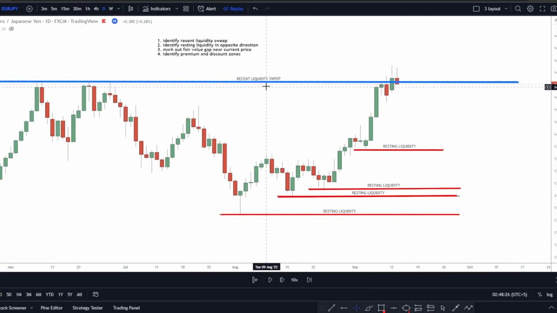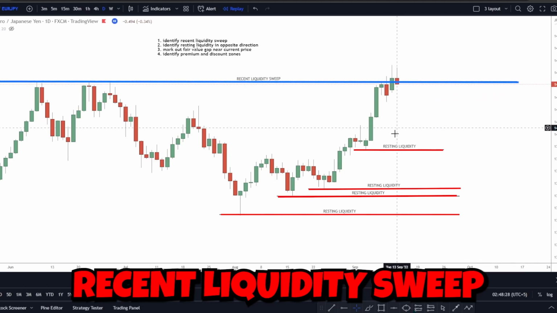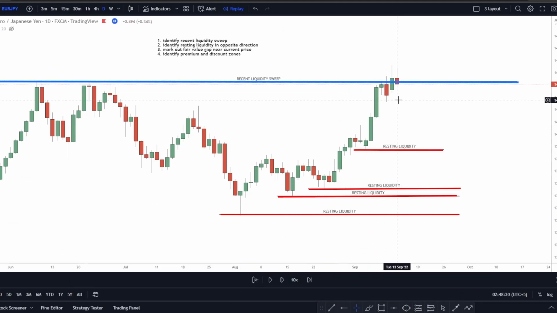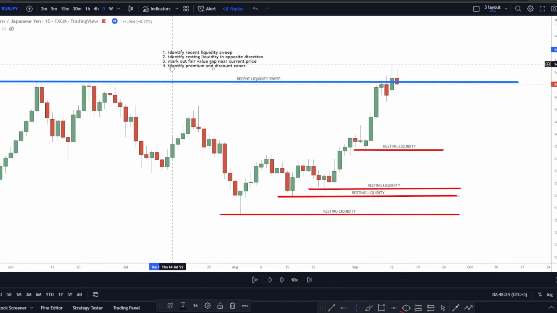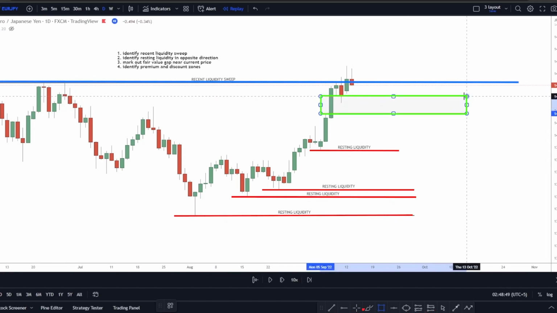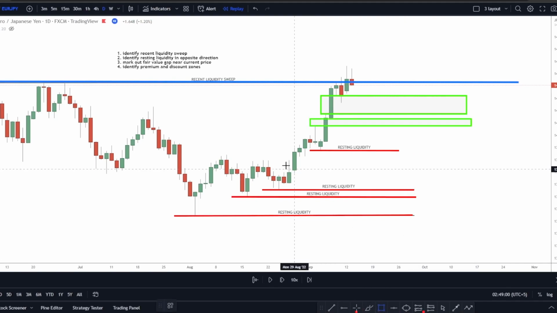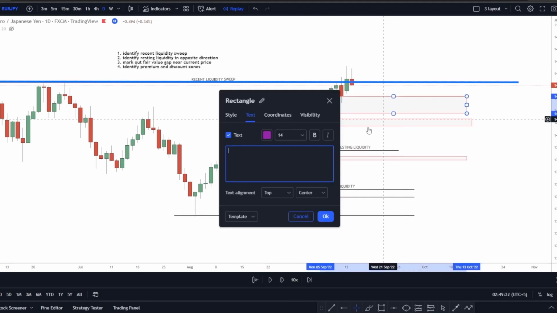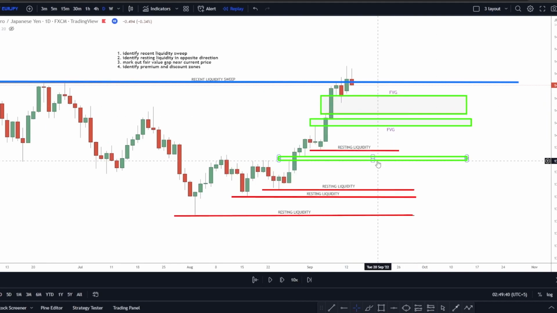So after identifying the recent liquidity sweep and resting liquidity in the opposite direction, the third rule is simple. We have to mark out fair value gaps near current price. Now where are the fair value gaps? We have our first fair value gap right here. We have our second fair value gap right here. And we also have a fair value gap right here. So we're going to type FVG just to mark these fair value gaps. And we're going to also type the FVG here.